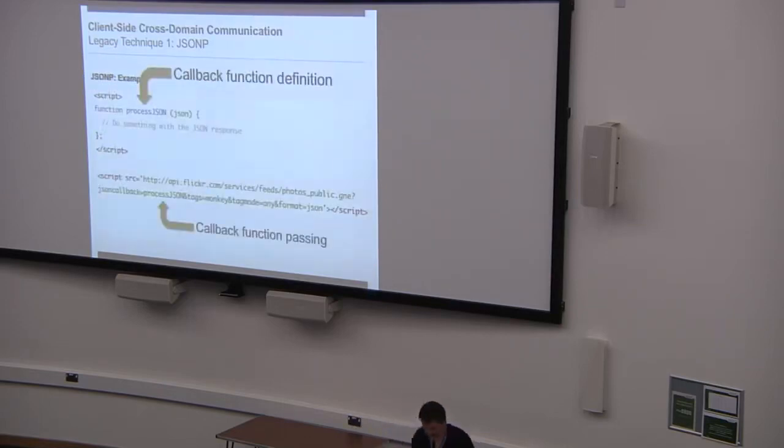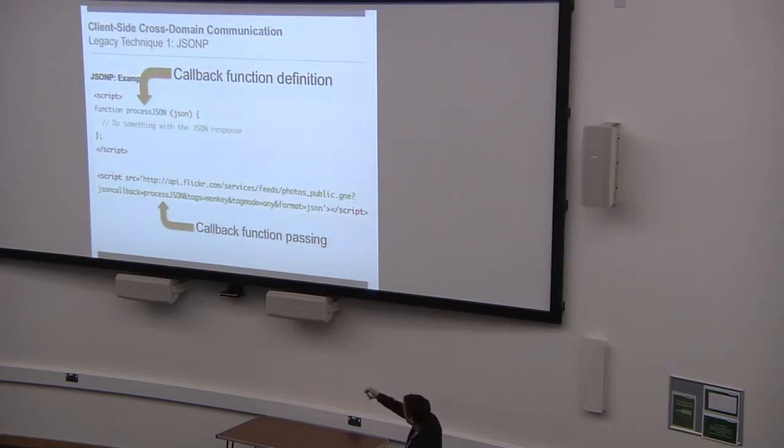And I have a picture here. It works in the following way. So we have a website, and this website first creates some functionality, a function. And then we see a real-world example of a script, and this script is the Flickr API.